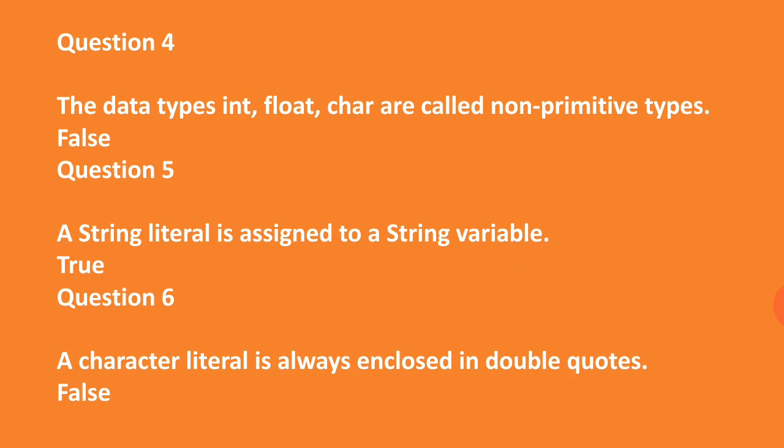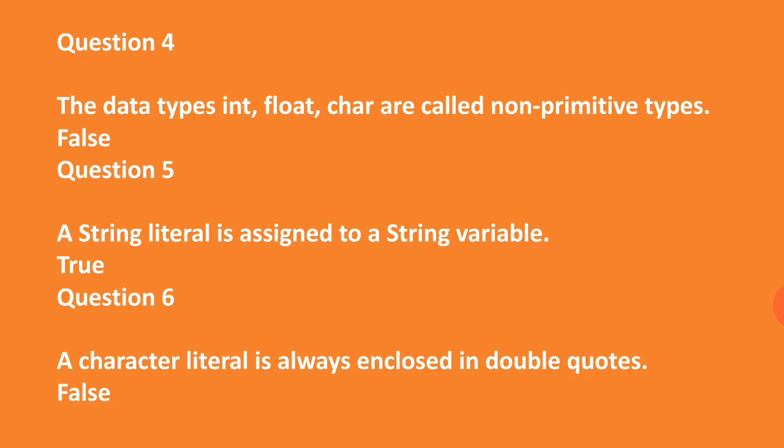Now the fourth one, students: the data types int, float, char are called non-primitive data types. First thing you need to understand is that all these are written in small letters and they are keywords. Alright, but the answer to this question is false, because all these are primitive data types, right?